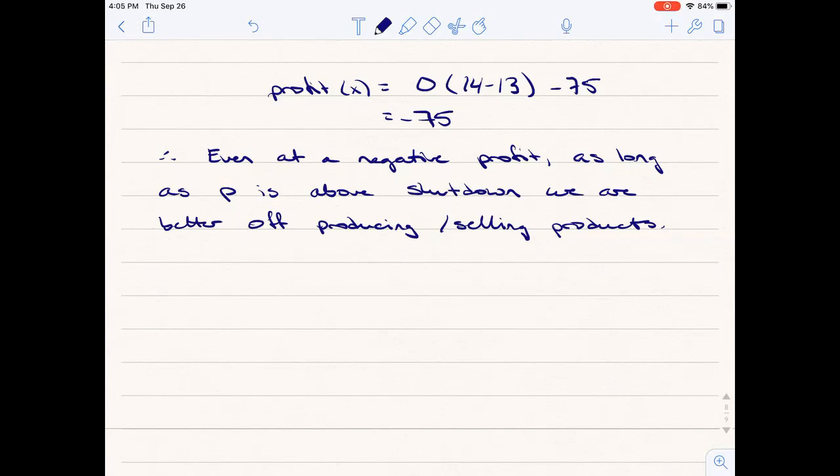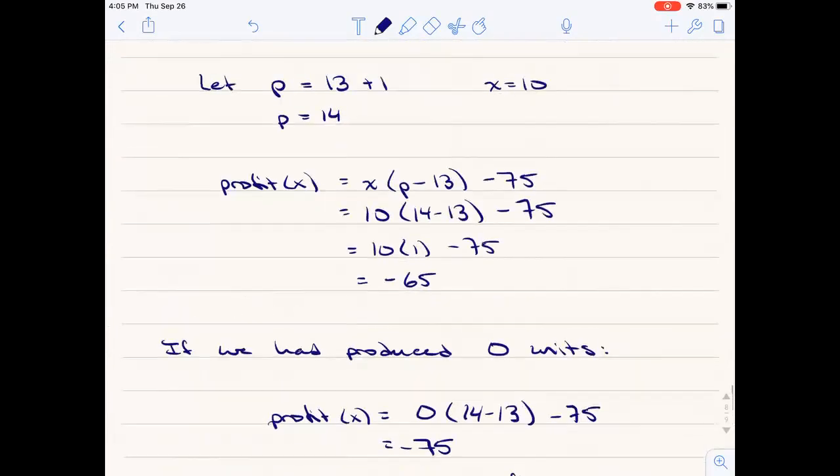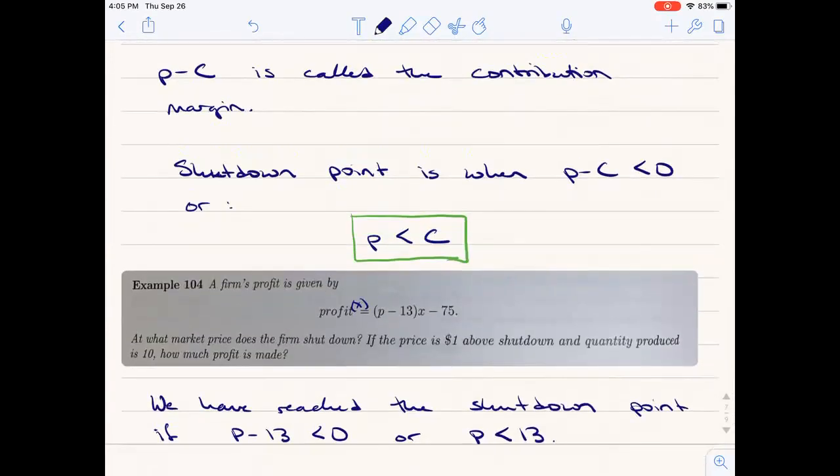Any questions about that one? The shutdown point is 13 for this one, right? The shutdown point is whenever P is less than C. So when P equals C, that's the shutdown point.